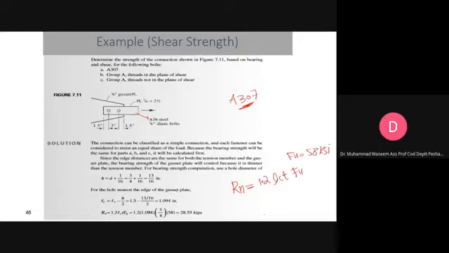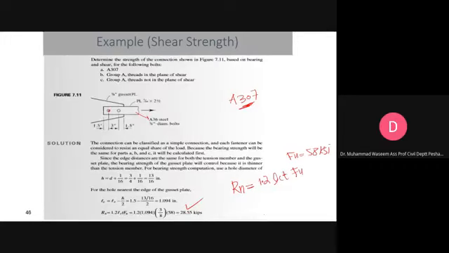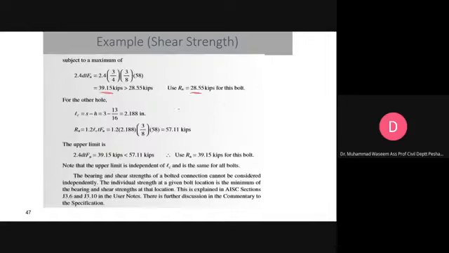Similar to the last problems, you can go through it. The procedure is similar. So you have to compute the shear bearing strength of the bolts. The bearing strength comes out to be 28.55 per this bolt. There are two bolts. Now you have to calculate bearing strength for this bolt. For this, you have 39.15.